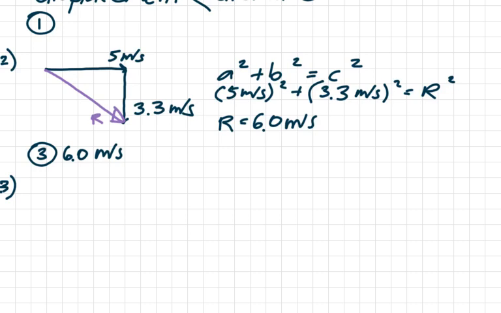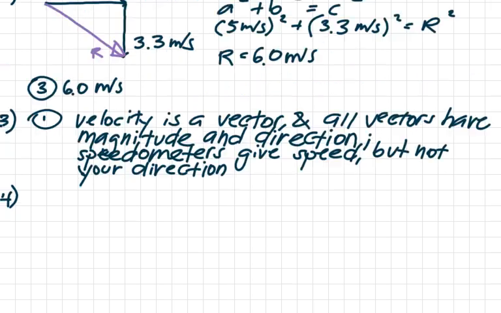Speaking of 3, number 3, it's talking about a speedometer, and it's asking about speed and velocity. Well, a speedometer measures speed, and a speed is a scalar, which does not have direction. Velocity is a vector, and it does have direction. So basically it's asking about velocity, and that's choice 1. Velocity is a vector that has a direction.